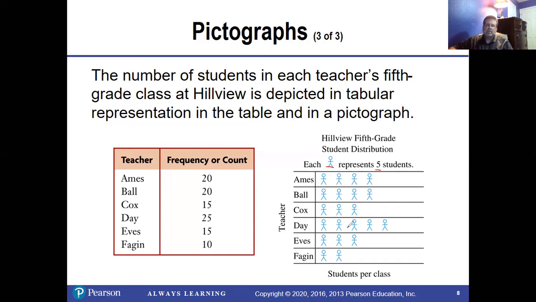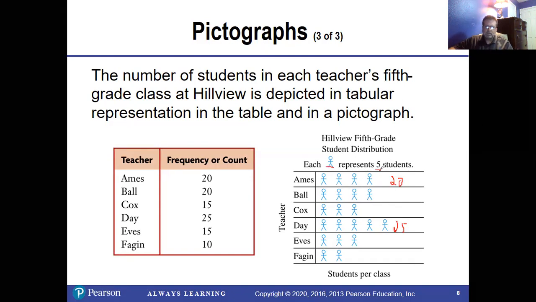Okay, so you have 5 students, so Mr. Ames, or Mrs. Ames, or teacher Ames has 4 times 5 is 20, right? Here that would be 25, right?